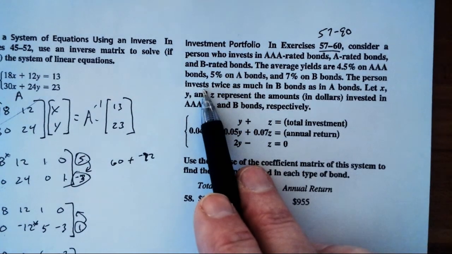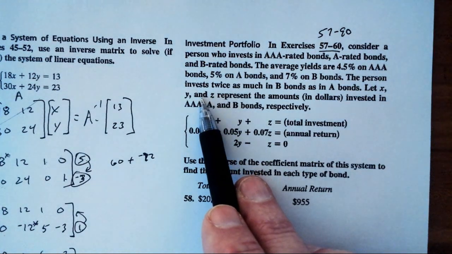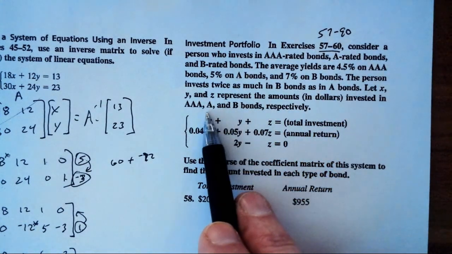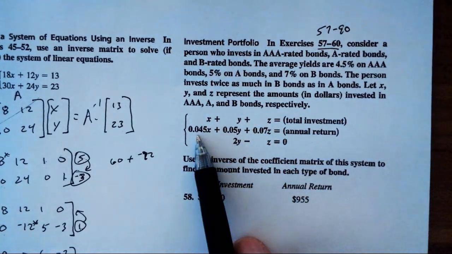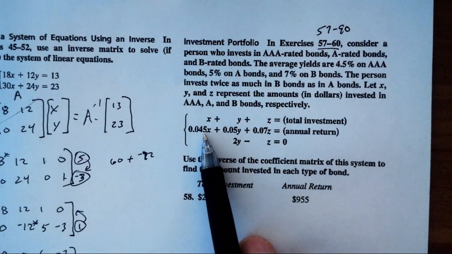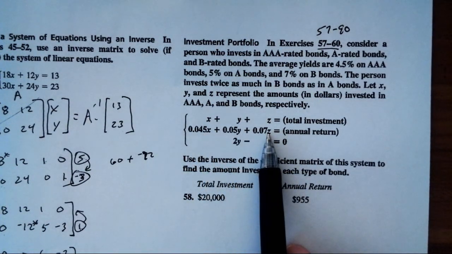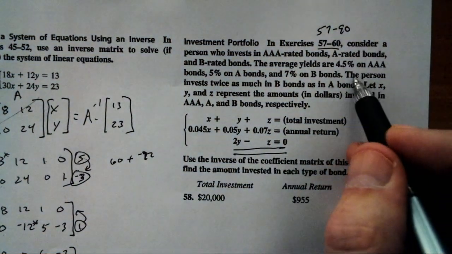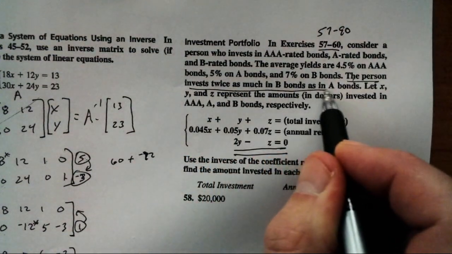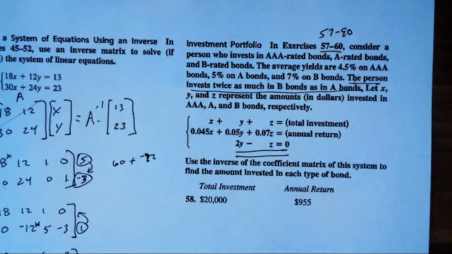So anyway, the person invests twice as much in B bonds as in A bonds. Let X, Y, and Z represent the amount in dollars invested in AAA, A, and B. So X plus Y plus Z is our total investment. And we're going to get a return of 0.045 or 4.5% on X, 5% on Y, and 7% on Z if all goes well. And this equation, I'll let you work this one out if you want to on your own. That comes from the person invests twice as much in bonds B as in bonds A. That comes from that. And here's the scenario I want you to think of on this.